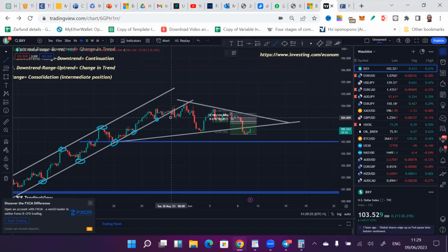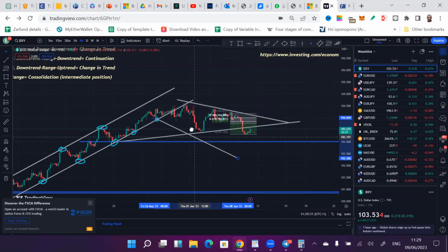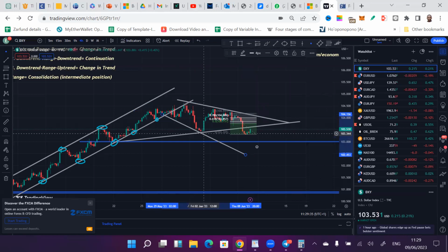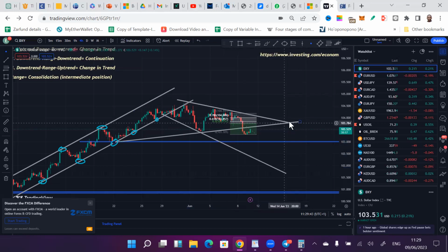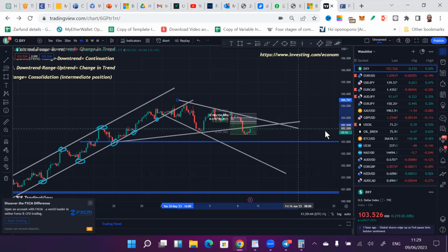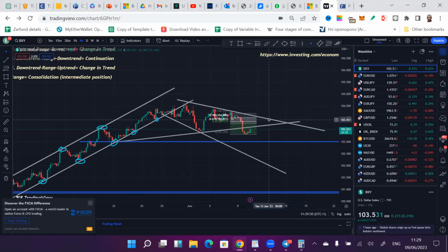So now you can already see that we are beginning to see some signals of a downtrend. And this is the way a downtrend is likely going to look.